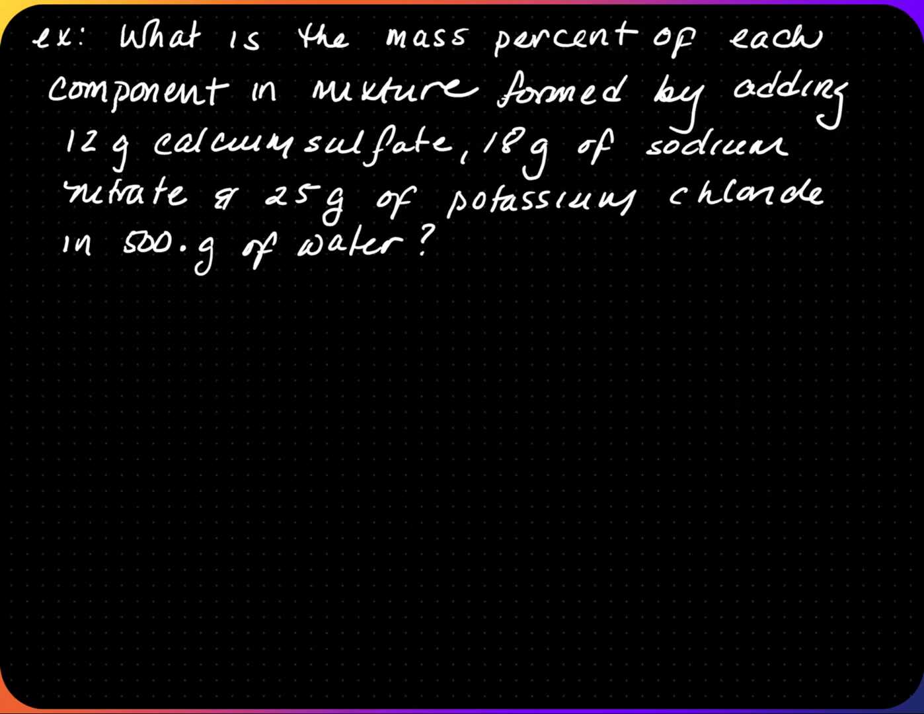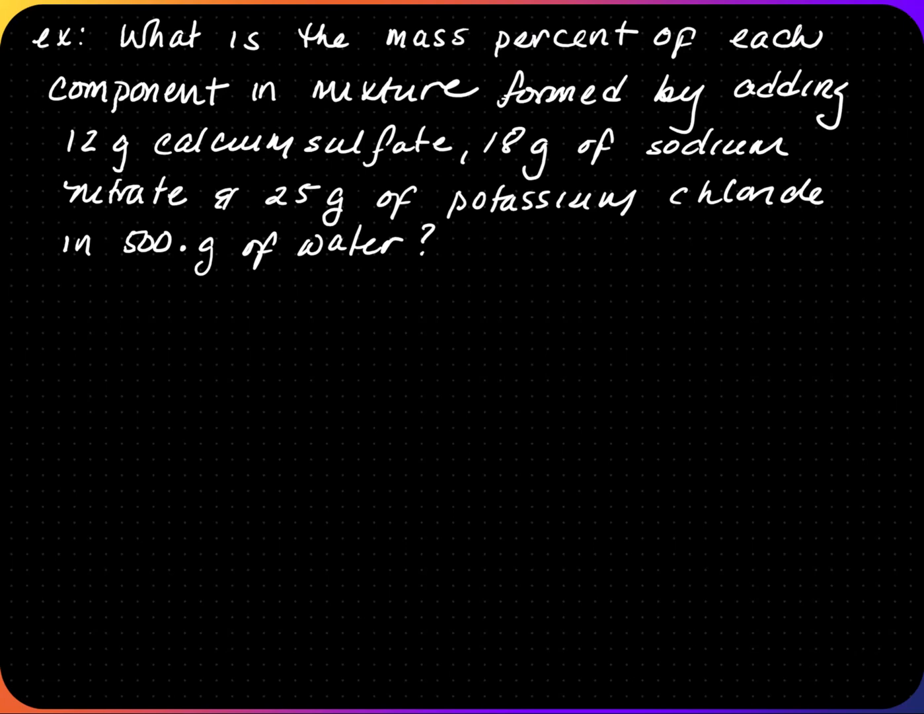Pause the video, try this problem on your own, and then check your answer. What is the mass percent of each component in the mixture formed by adding 12 grams of calcium sulfate, 18 grams of sodium nitrate, 25 grams of potassium chloride, and 500 grams of water?